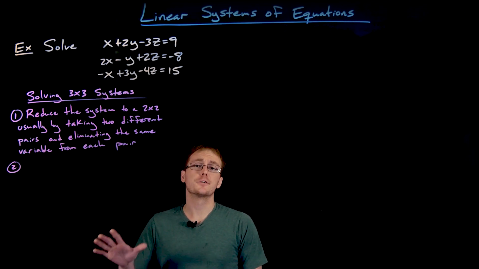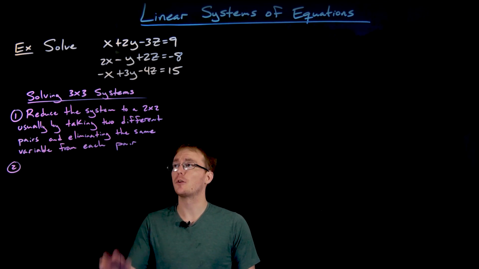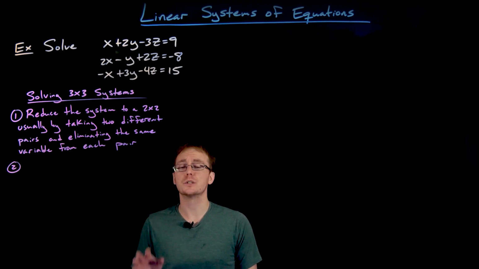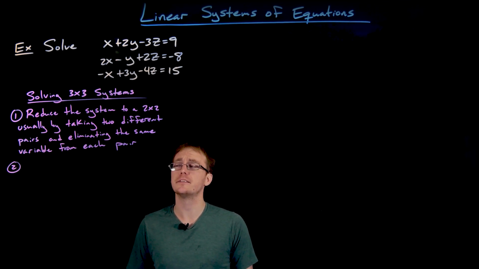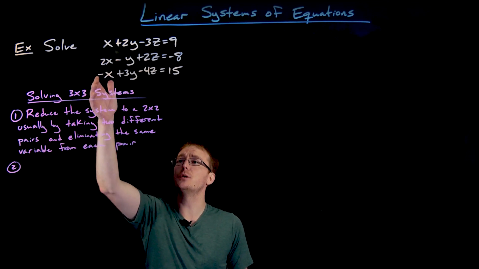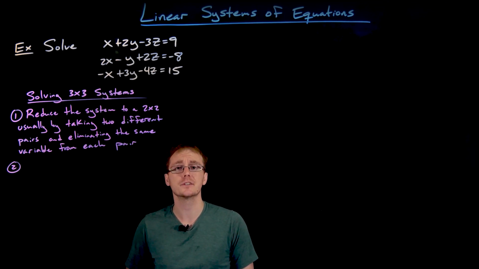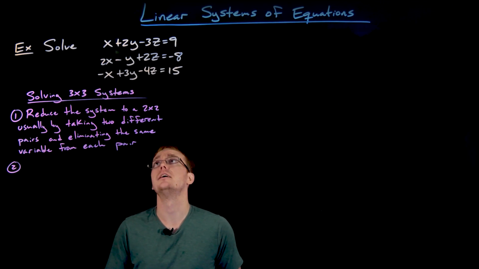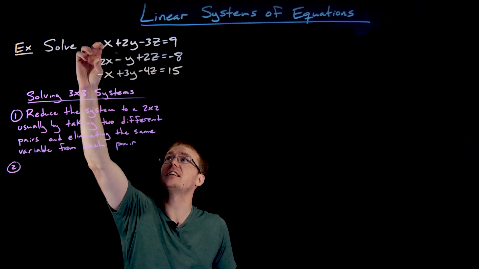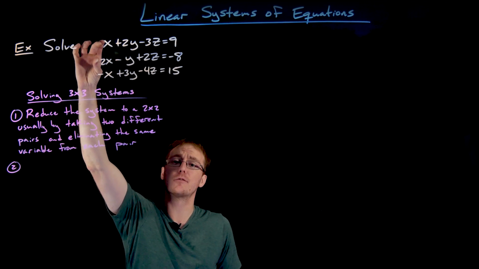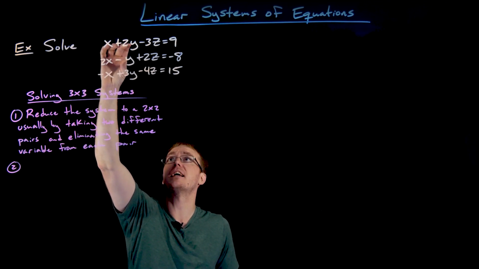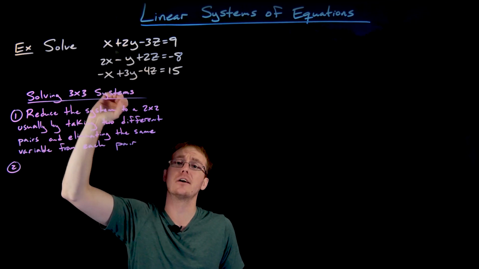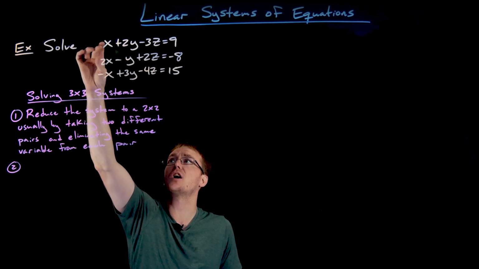So again, that first step is really just a reduction step, although that is where a lot of the heavy lifting is done. We're going to reduce the system to a smaller 2x2 system, and this is usually done by taking two different pairs in our 3x3 system and eliminating the same variable from each pair. So we take maybe the first and second equation and eliminate x. Using those two equations, that'll leave us a new equation in terms of y and z. And then we take a different pair from our original three equations, so not 1 and 2.